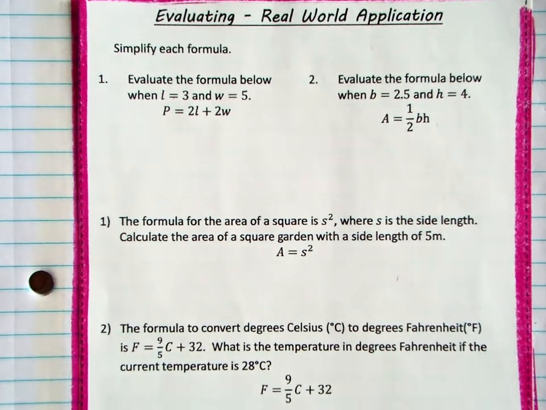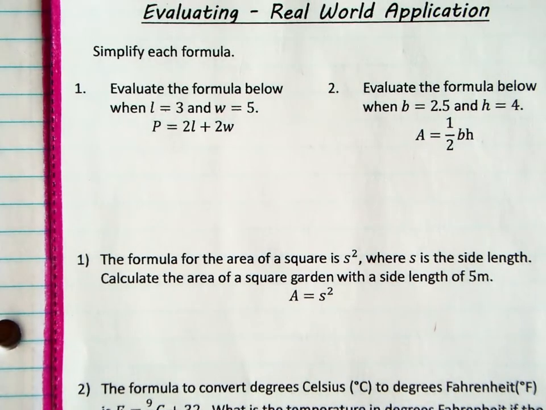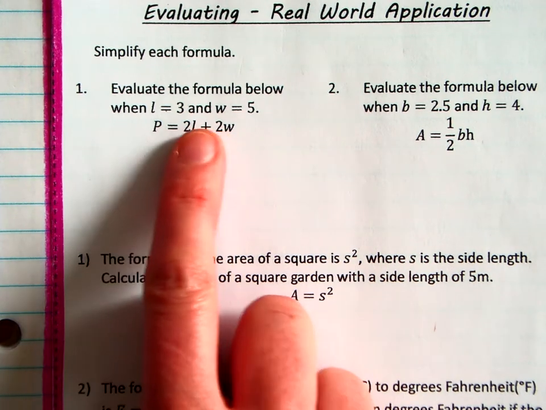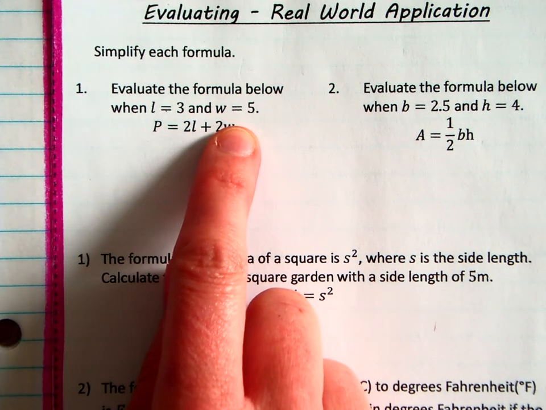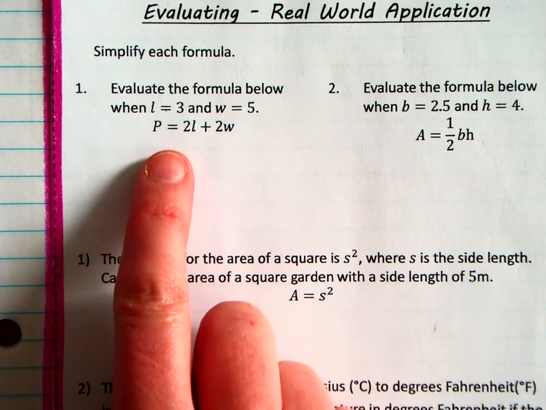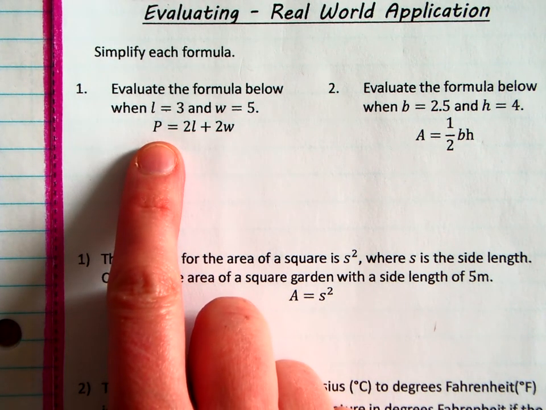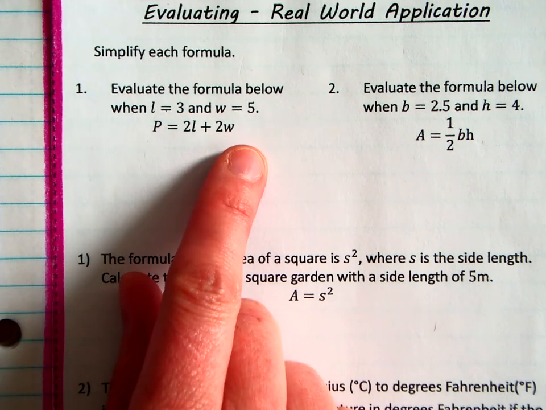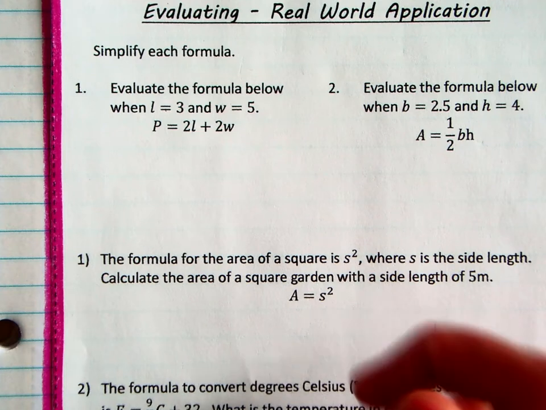Let's start with number 1. Evaluate the formula below when L equals 3 and W equals 5. Well, what they're talking about here is length and width. Right here, this happens to be the formula for perimeter of a rectangle: 2 lengths plus 2 widths. That would be all the way around the rectangle.